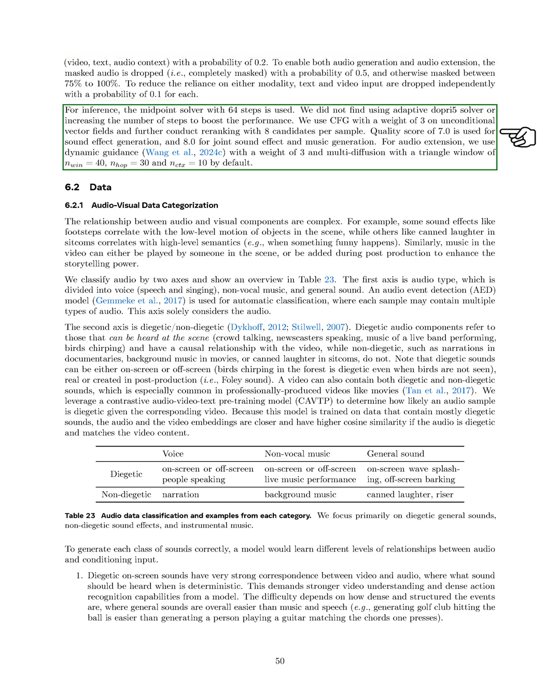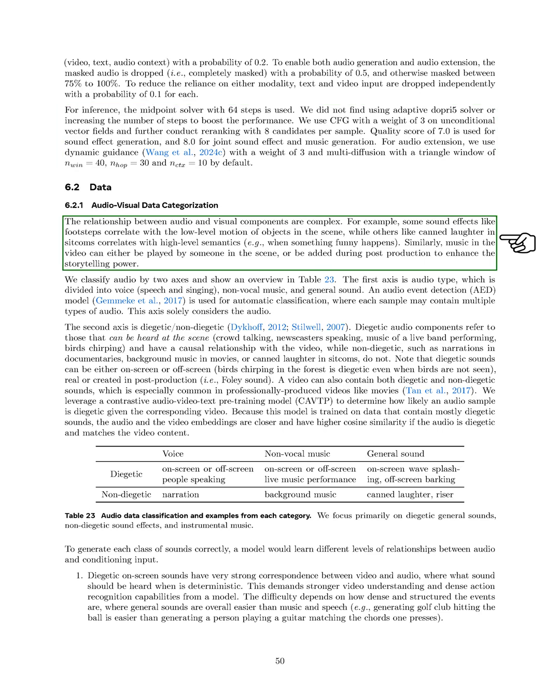For inference, we use a midpoint solver with 64 steps, finding that other solvers or increasing steps did not improve performance. We apply classifier-free guidance with a weight of 3 on unconstrained vector fields and perform re-ranking with 8 candidates per sample. We set quality scores of 7.0 for sound effect generation and 8.0 for joint sound effect and music generation. For audio extension, we use dynamic guidance with a weight of 3 and multi-diffusion with specific triangle windows.